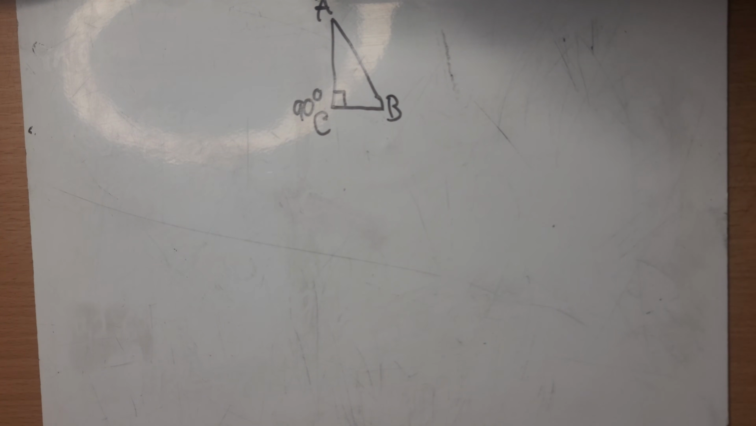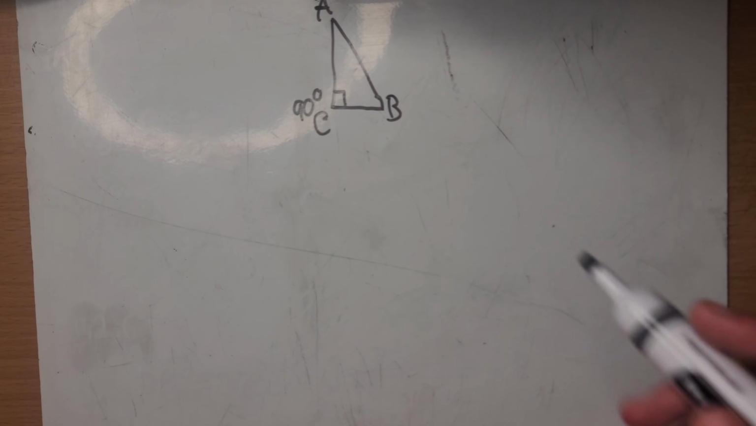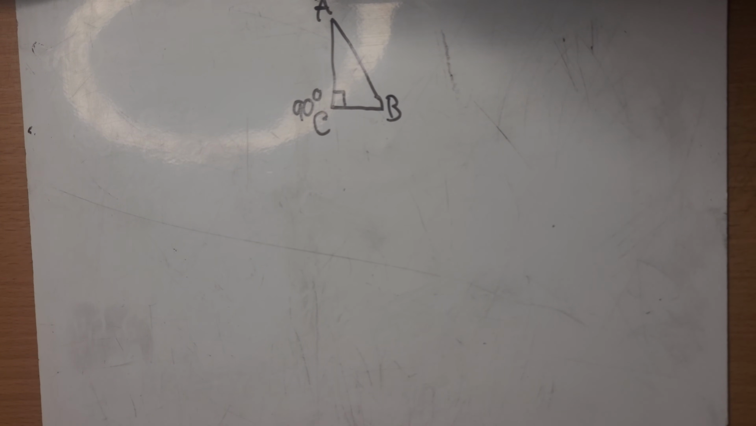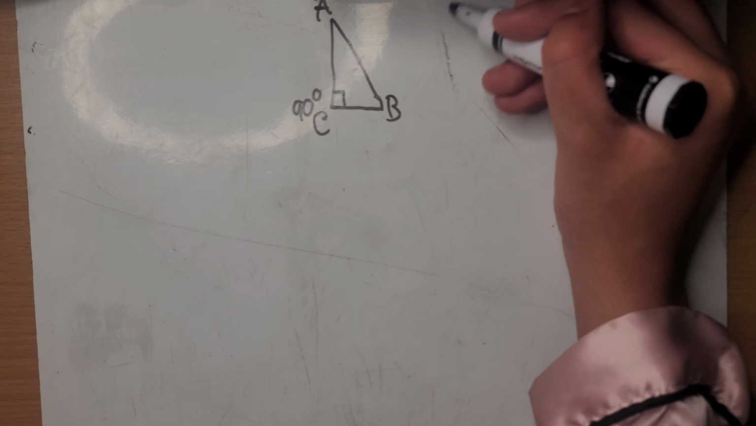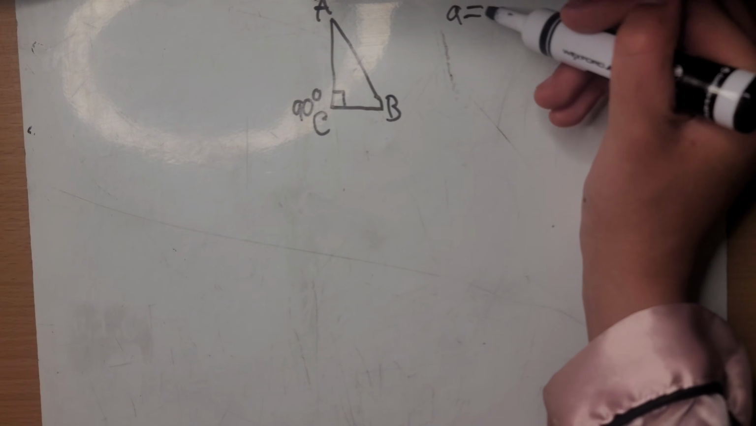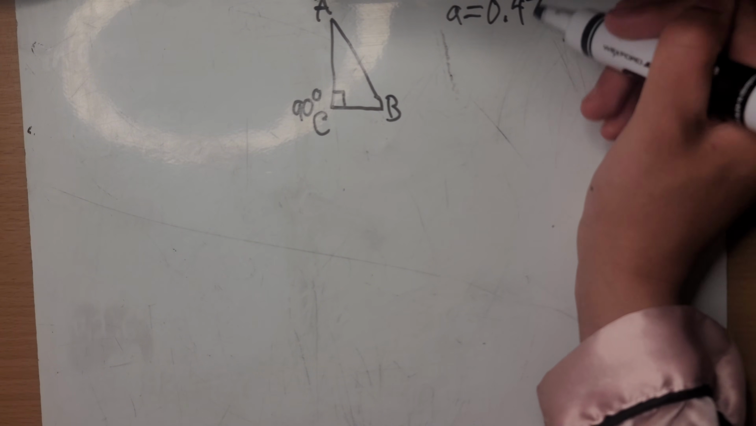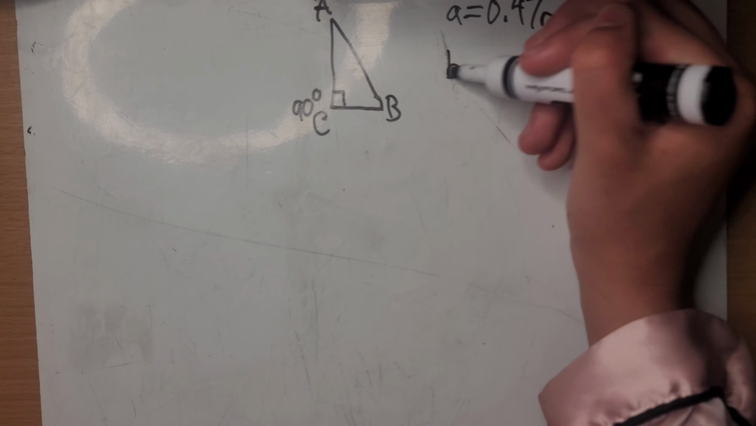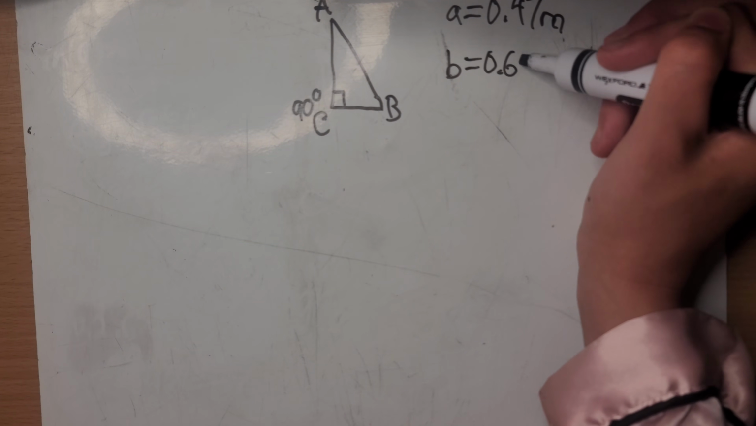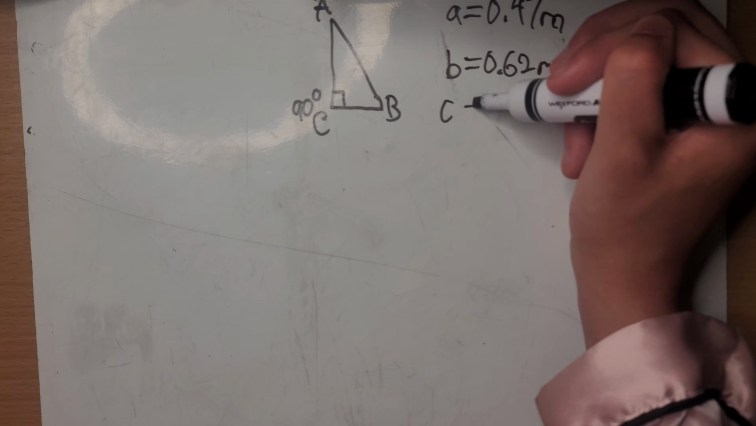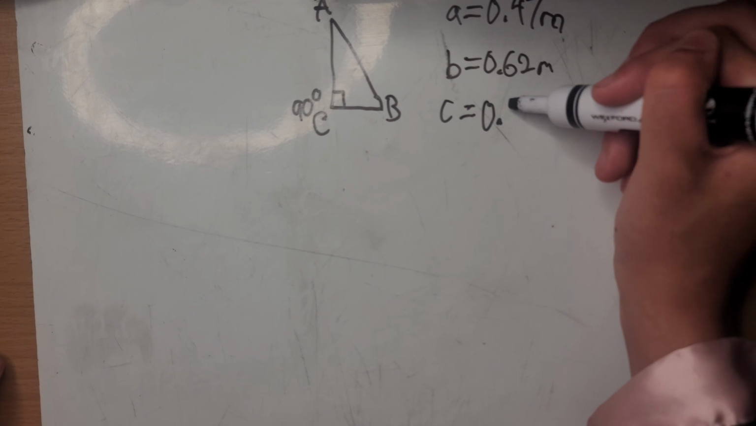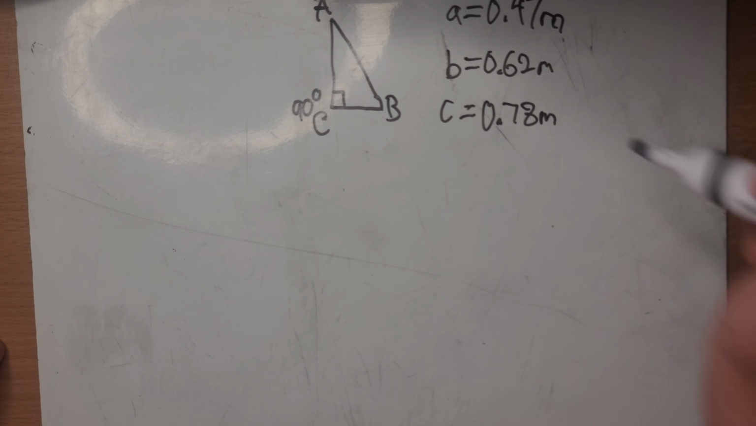The longest side is the hypotenuse, and it's going to be 0.78 meters, because that's the biggest length we got. So let's make A equal to 0.47, B equal to 0.62 meters, and as I said, C will be equal to 0.78 meters. The SI units for all of these are meters, or m.